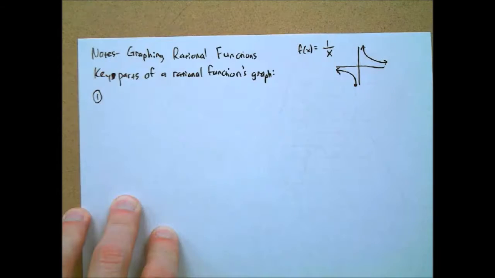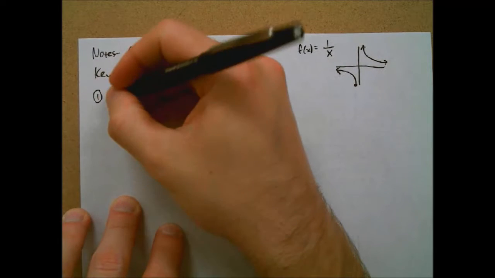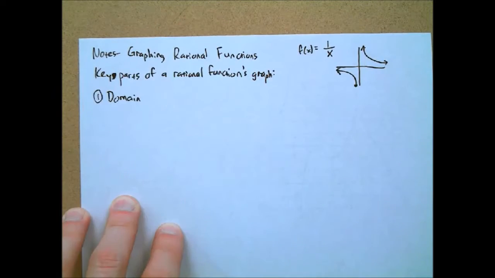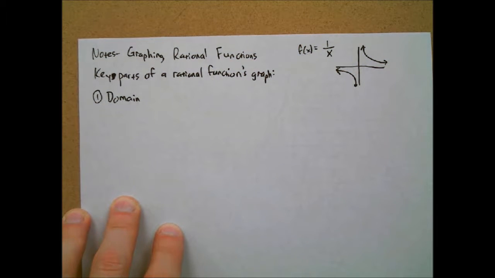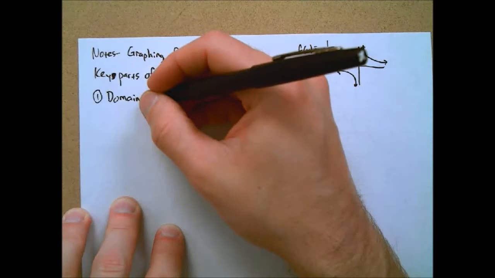The first key piece that I want us to be able to identify, and again, this is just more for my purposes here. It's not like some mathematician decided these are the things you need. This is what I would like you guys to be able to do. So we should first be able to identify the domain. That's review from a previous unit. Remember to identify the domain, we look at our domain restrictions.